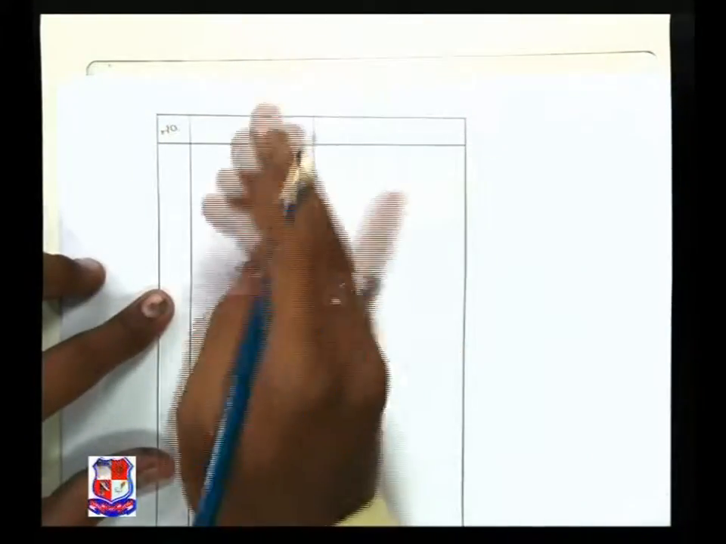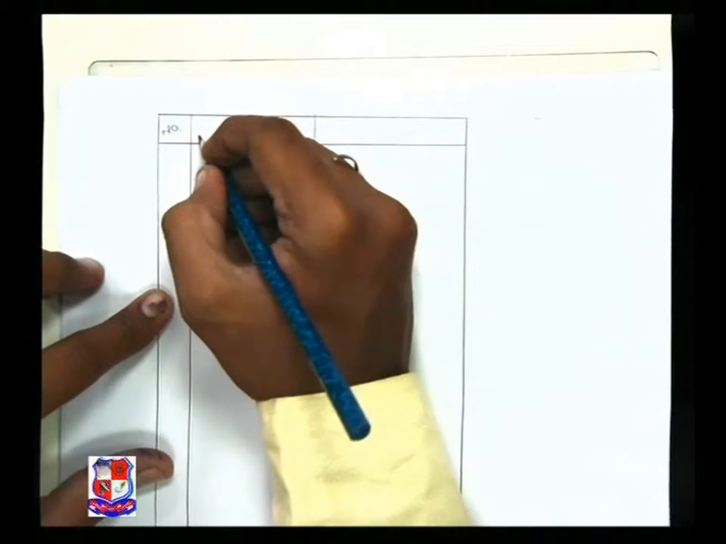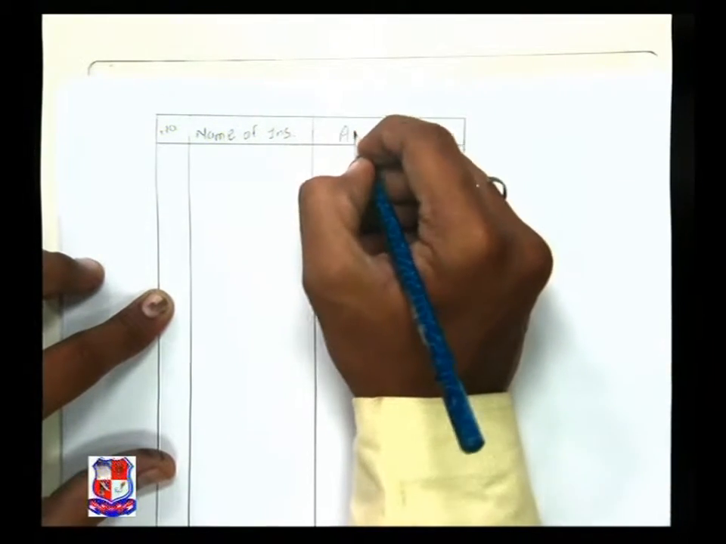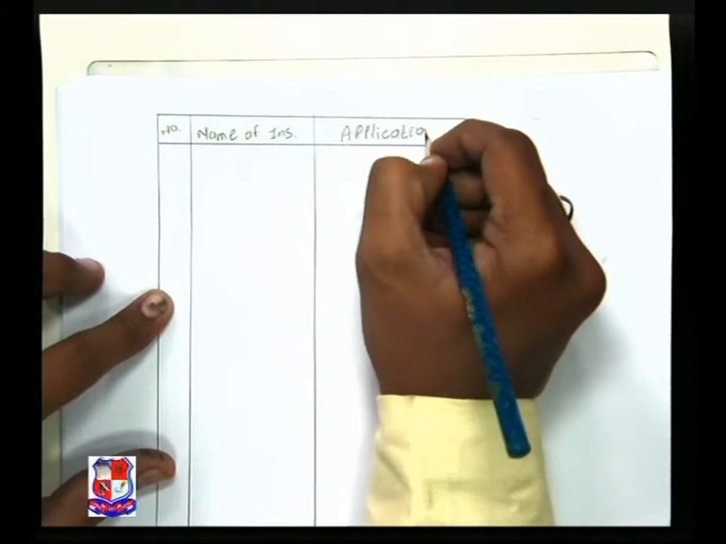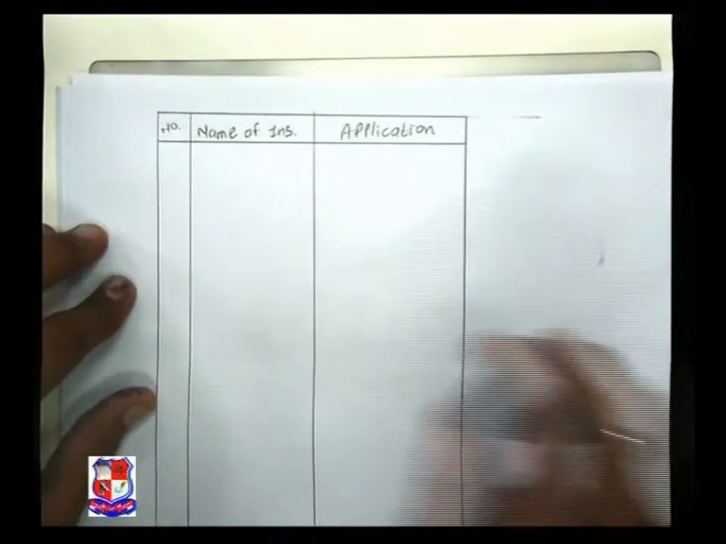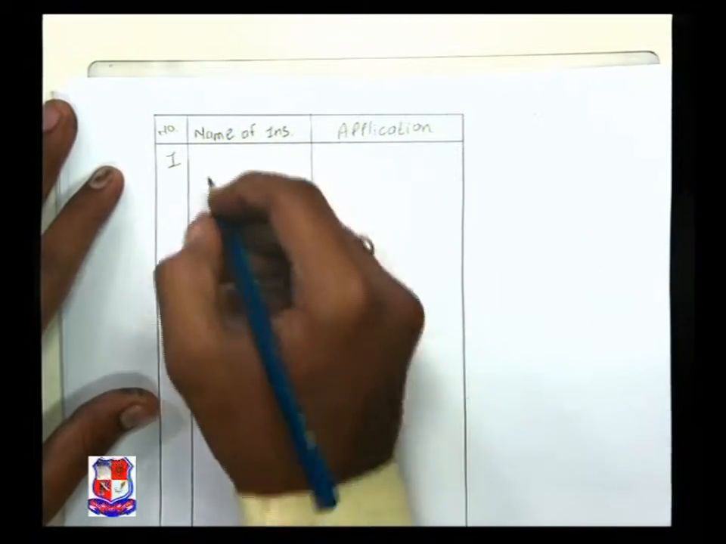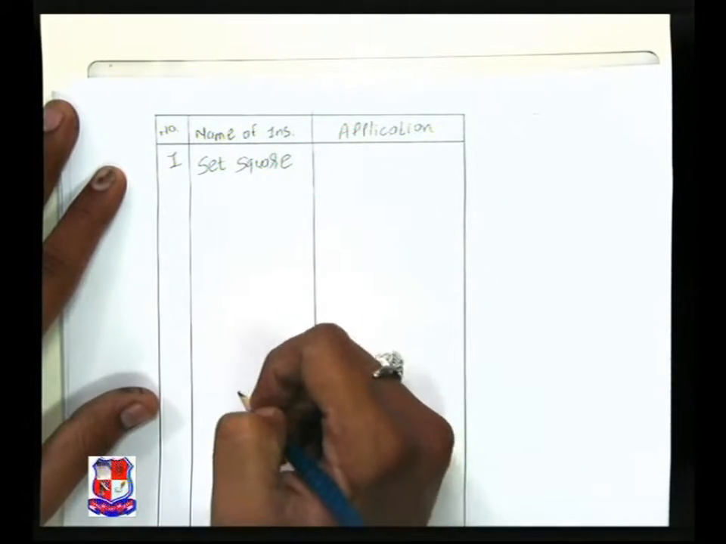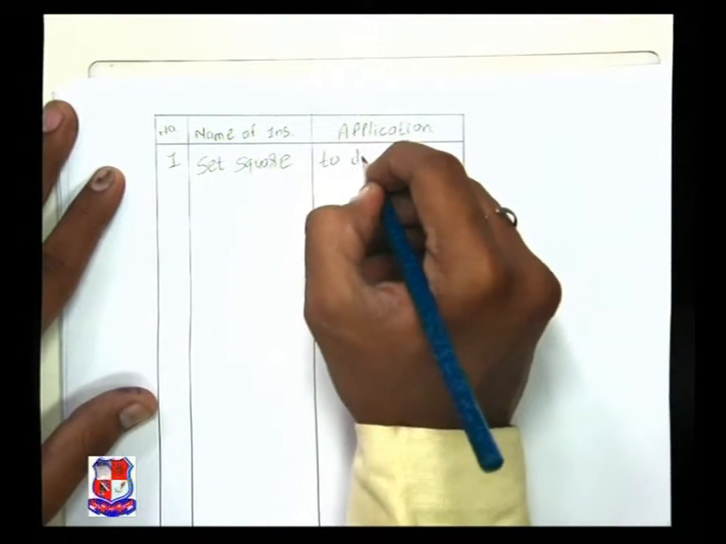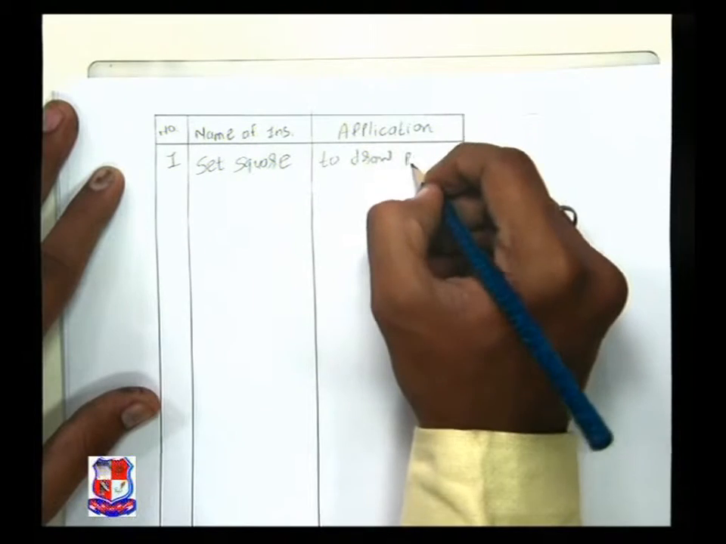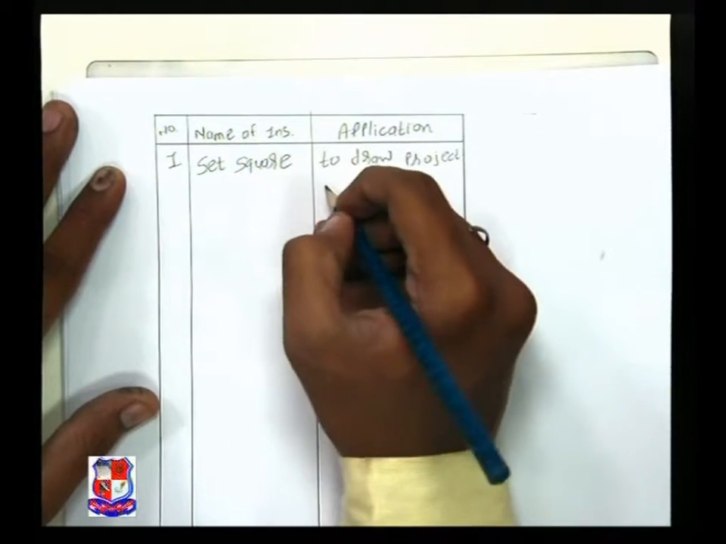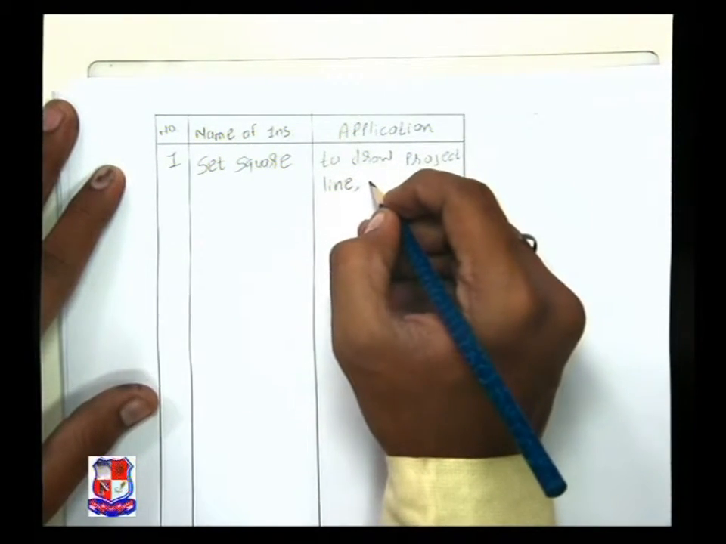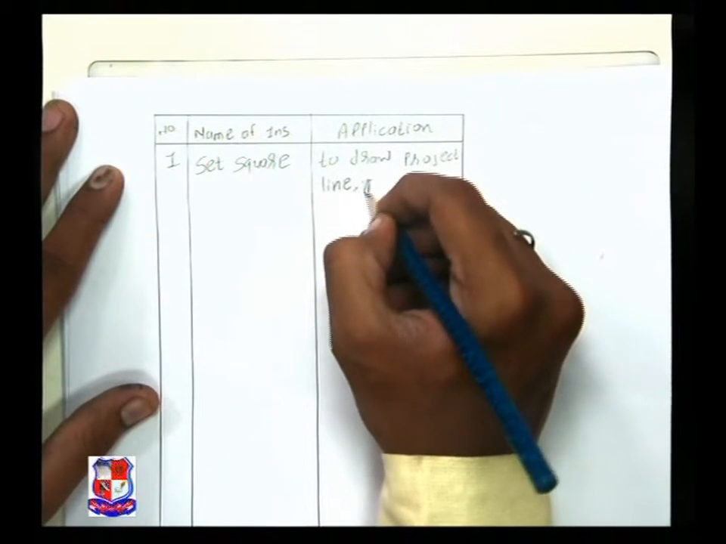This would be the serial number, name of instrument, and application. First would be set square, to draw projection lines and angles.